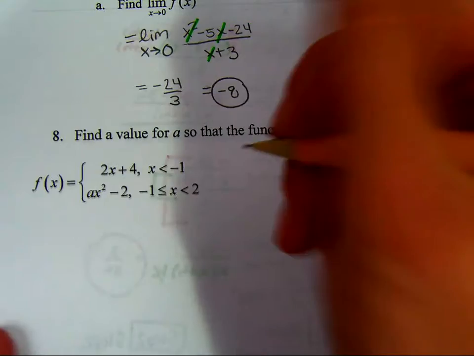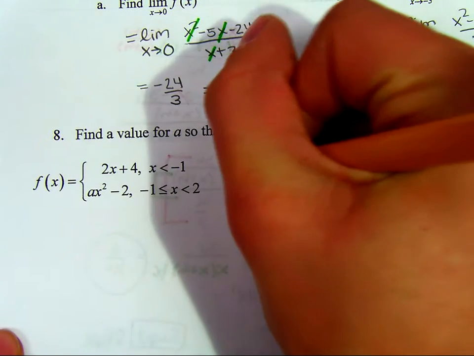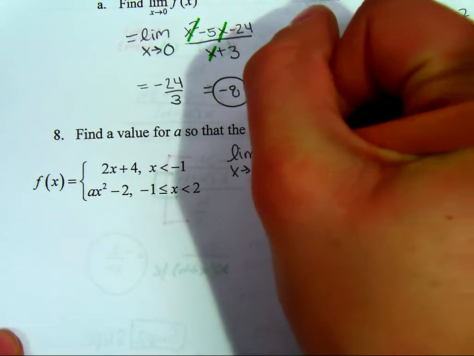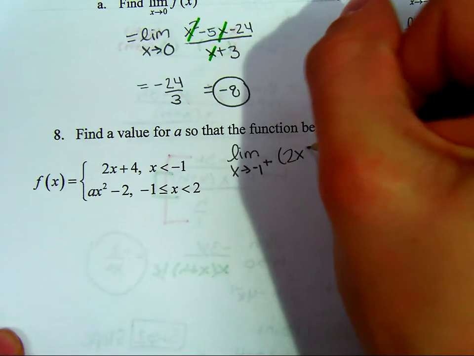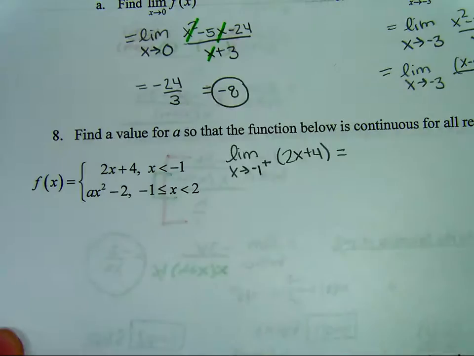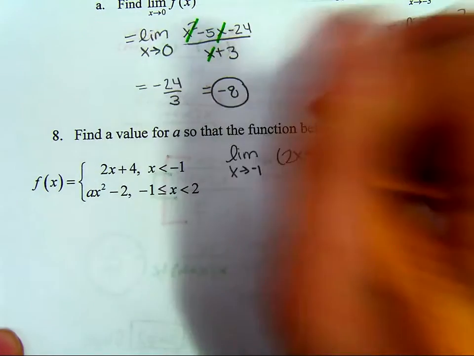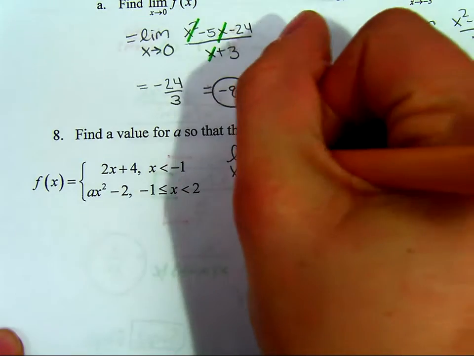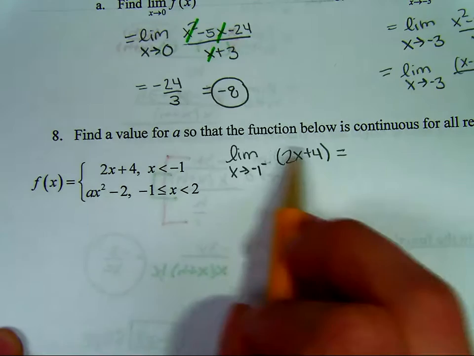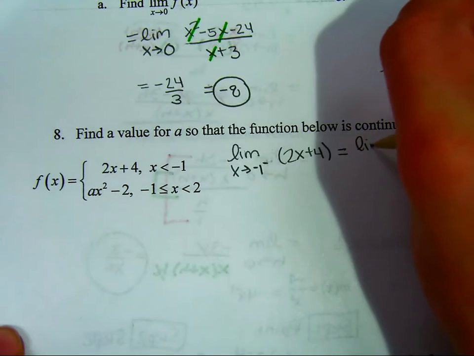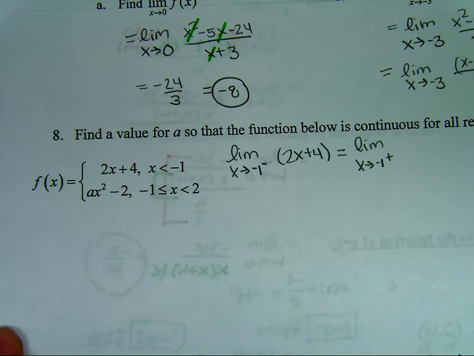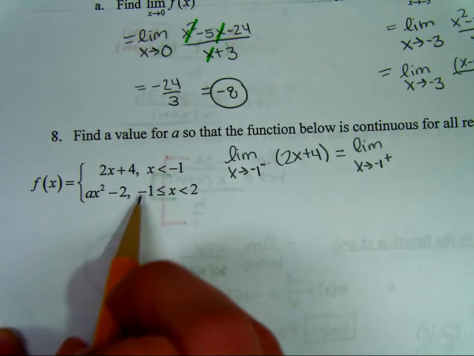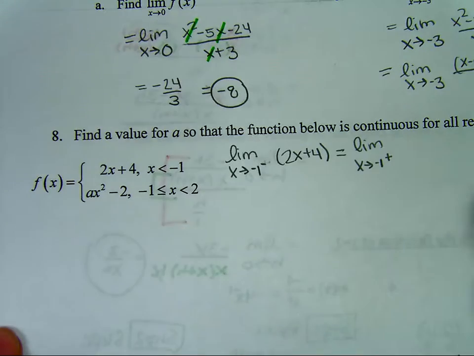So we need to set the limit as x approaches -1 from the left. 2x plus 4 is going to be that graph on the left. That should be the limit as x approaches -1 from the left, or the negative side. We want that to equal the limit as x approaches -1 from the positive side, or the right side. And the graph on the right side is going to be ax squared minus 2.